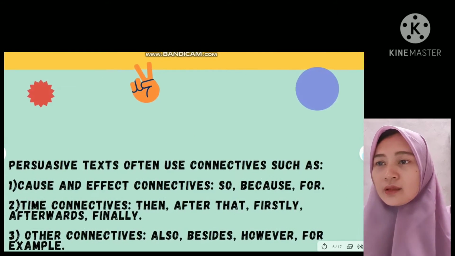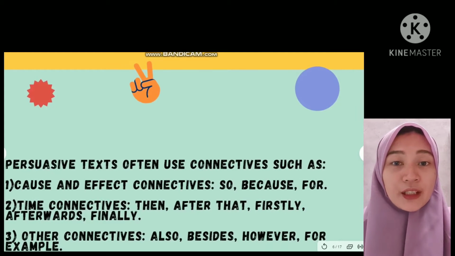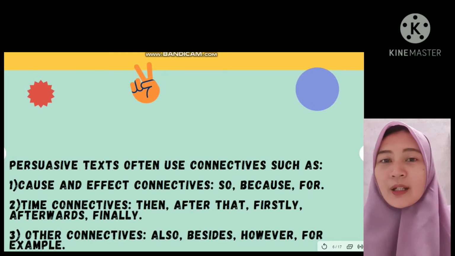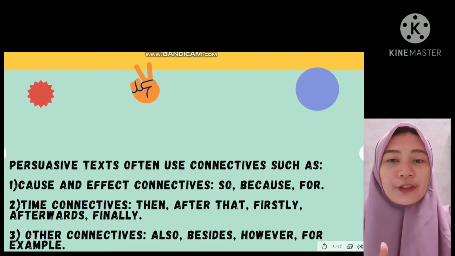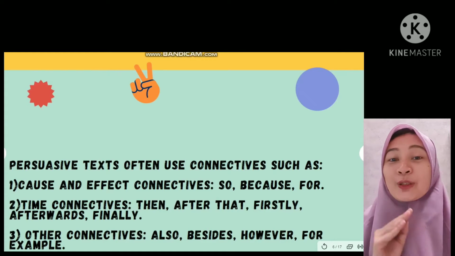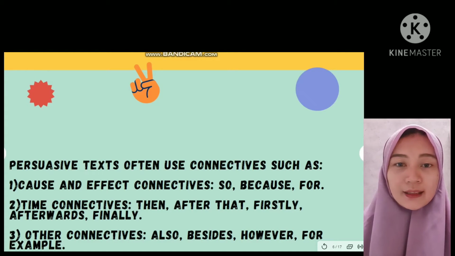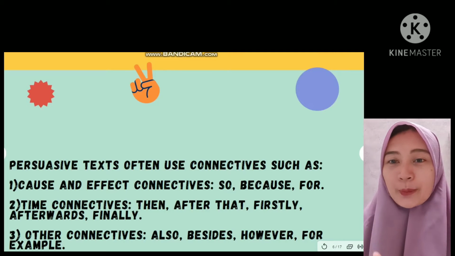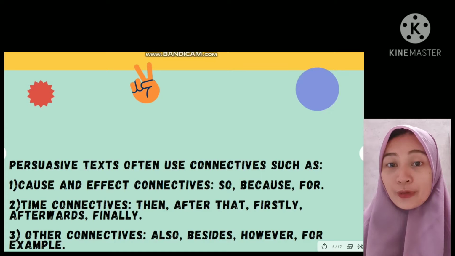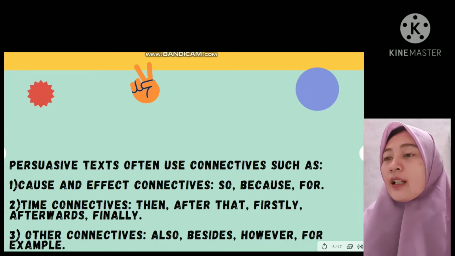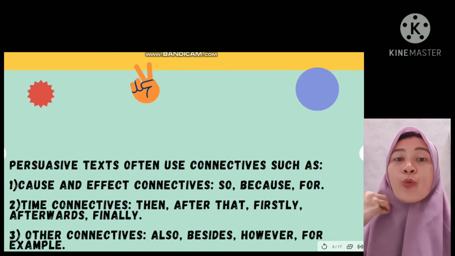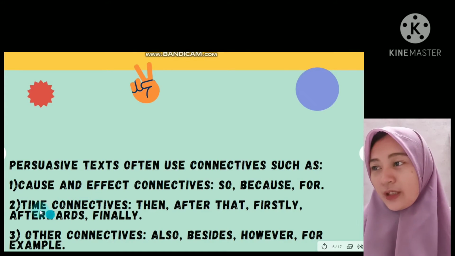And what kind of connectives are usually used in persuasive text? Actually, there are many, but these are the most common ones. First, the cause and effect connectives. For example, so, because, and for. Okay, please remember, and don't forget to take notes in your notebook if you need to write this down. Okay, you are in primary four now. You can take notes while watching and listening to my video.